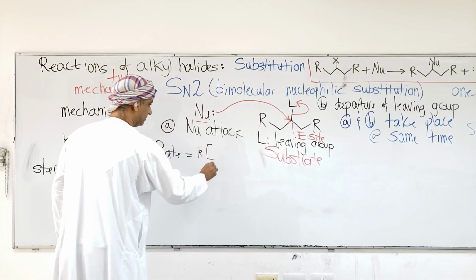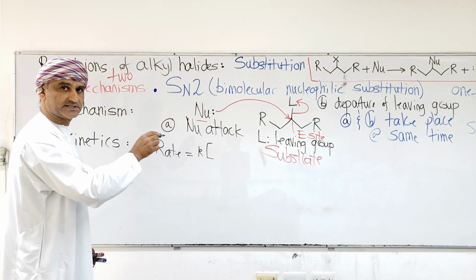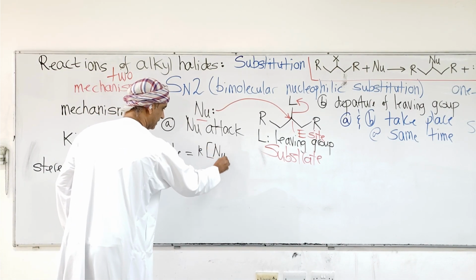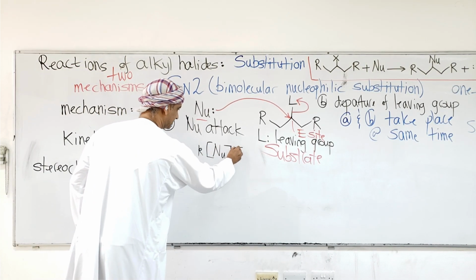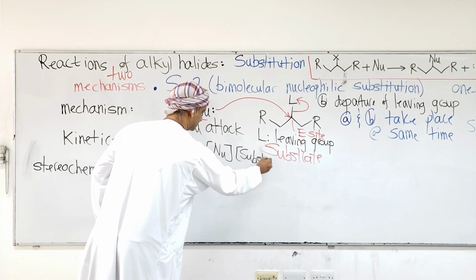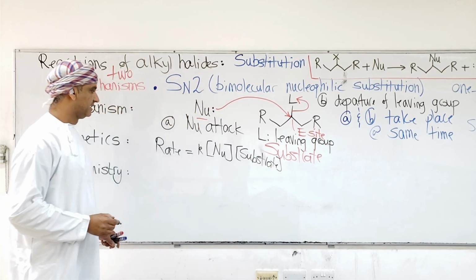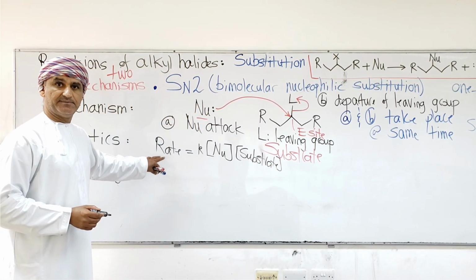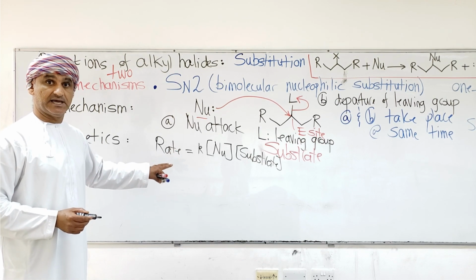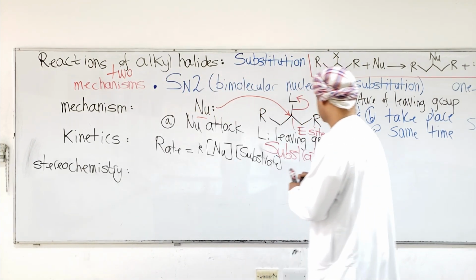Now, both reacting partners are important: the nucleophile and the substrate. The substrate here is also denoted by the symbol RL. So the rate depends on the concentrations of both reactants.